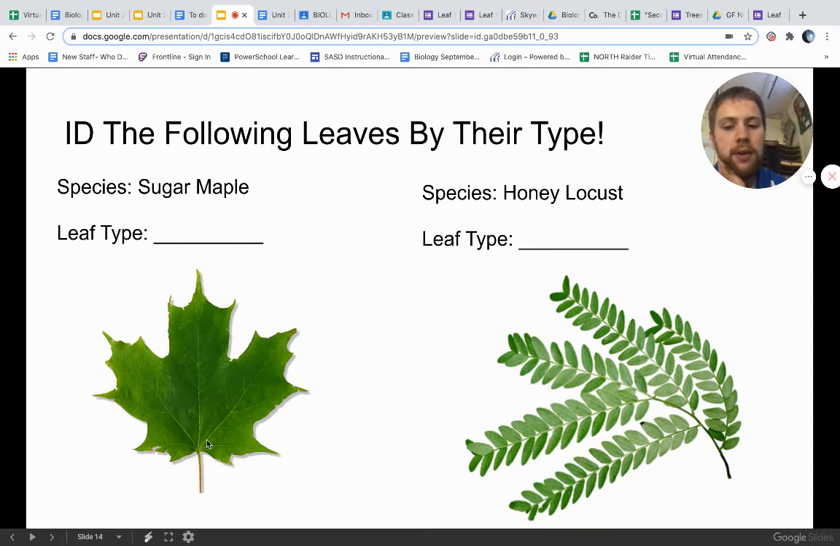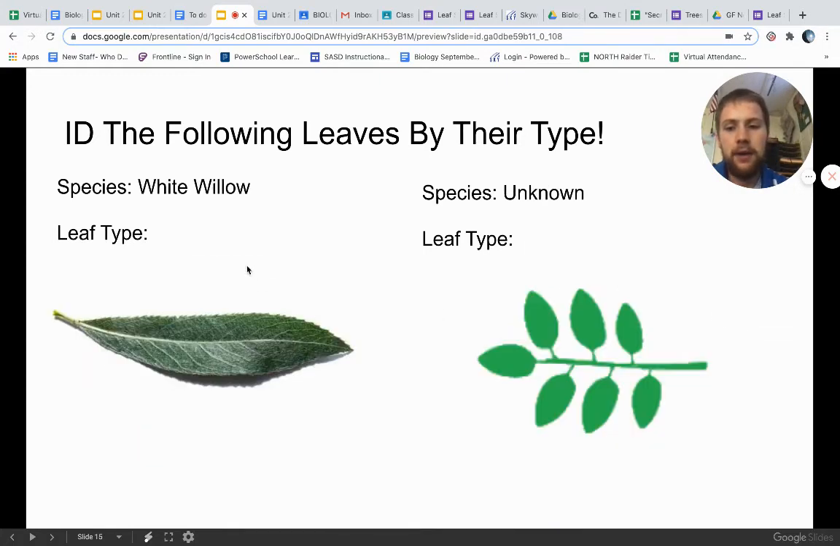Sugar maple, think about this one. Definitely got some net-like veins here. We can tell by that it's a dicot. And then we've got honey locust here, which is that different one that we saw. That's a good example of one of those. So decide what that is. And then white willow, decide what that is. And decide what this unknown leaf would be.